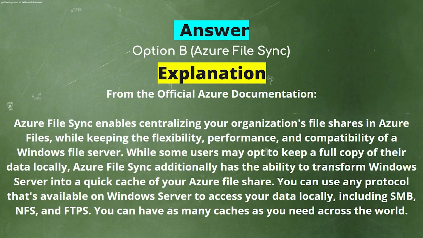You can use any protocol that's available on Windows Server to access your data locally, including SMB, NFS, and FTPS. You can have as many caches as you need across the world.